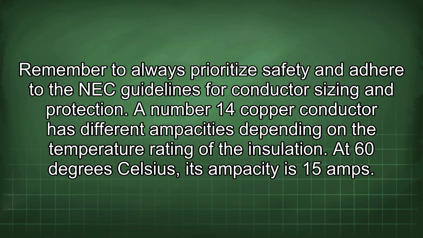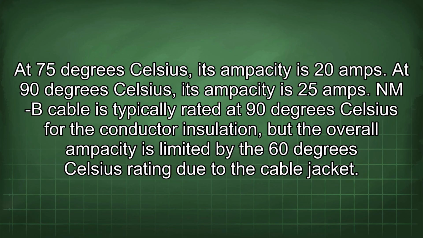A number 14 copper conductor has different ampacities depending on the temperature rating of the insulation. At 60 degrees Celsius, its ampacity is 15 amps. At 75 degrees Celsius, its ampacity is 20 amps. At 90 degrees Celsius, its ampacity is 25 amps. NM-B cable is typically rated at 90 degrees Celsius for the conductor insulation, but the overall ampacity is limited by the 60 degrees Celsius rating due to the cable jacket.